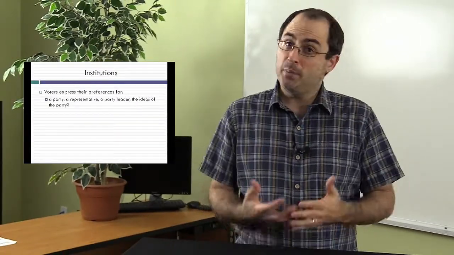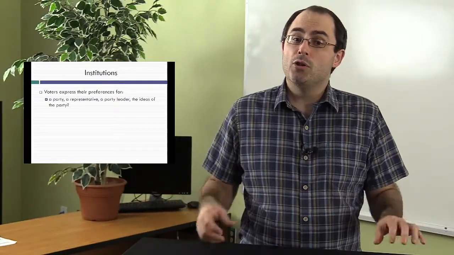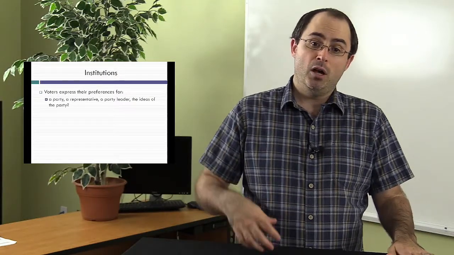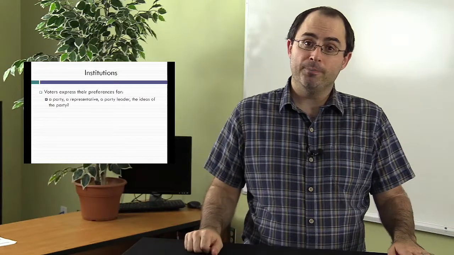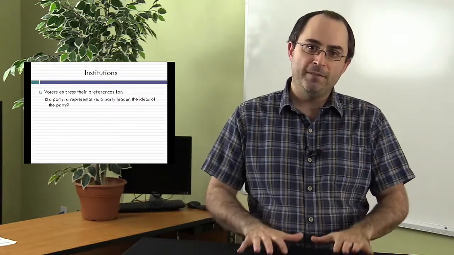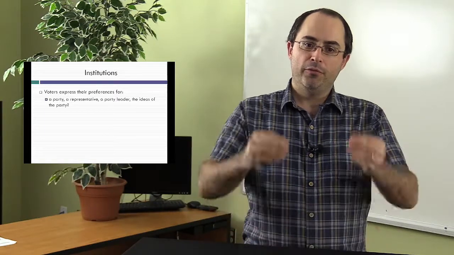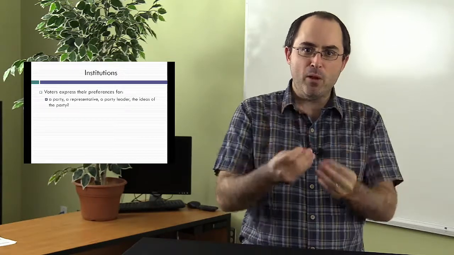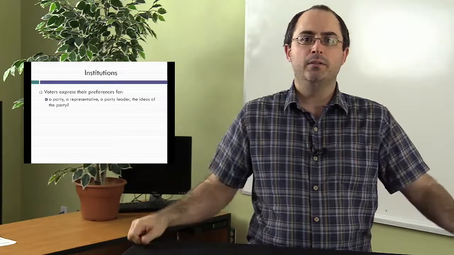Voters in this type of democracy are not voting for a party. That's a common misconception. They are not even voting for a party leader. They're not even voting for the ideas of the party. They are voting fundamentally for a representative, for that individual, that man or woman representing the district.